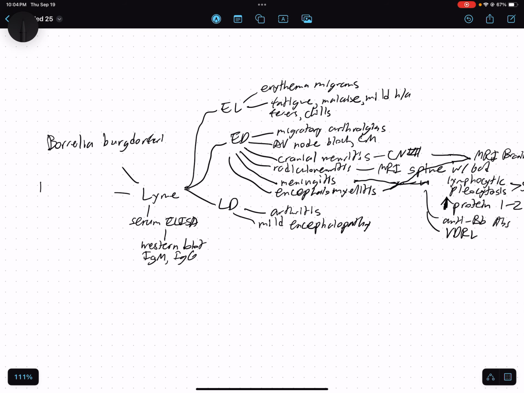The treatment is pretty simple. You're going to give an antibiotic for a bacteria, right? The antibiotic of choice is doxycycline. You usually give it for 10 to 14 days, up to 28 days, and this is given orally. An alternative is IV ceftriaxone, and you might consider using that in more severe cases, like in meningitis or encephalomyelitis.